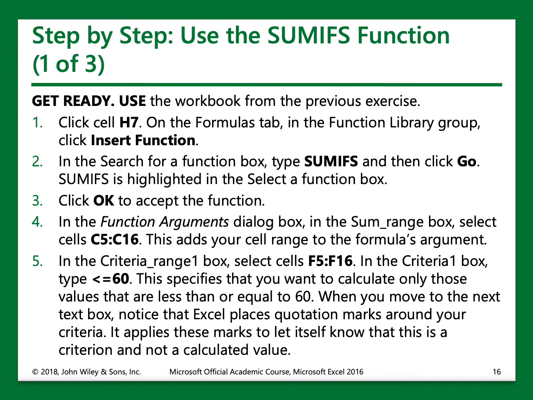So if you go to cell H7, go to the SUMIFS function, and then in the function arguments, the sum range is C5 to C16 again. And then in criterion range 1, we're going to select cells F5 to F16 and type less than or equal to 60, less than or equal to 60 days.